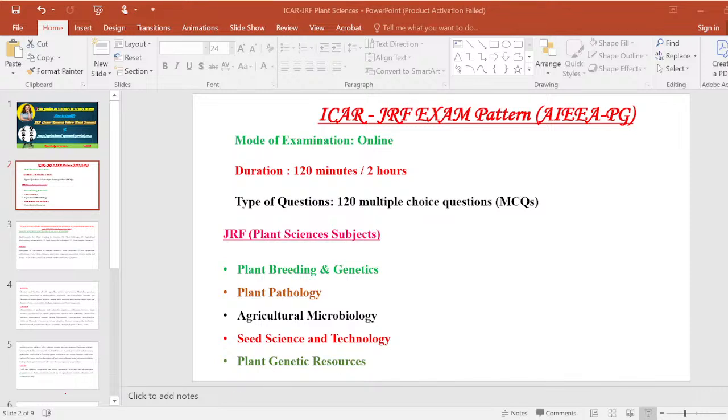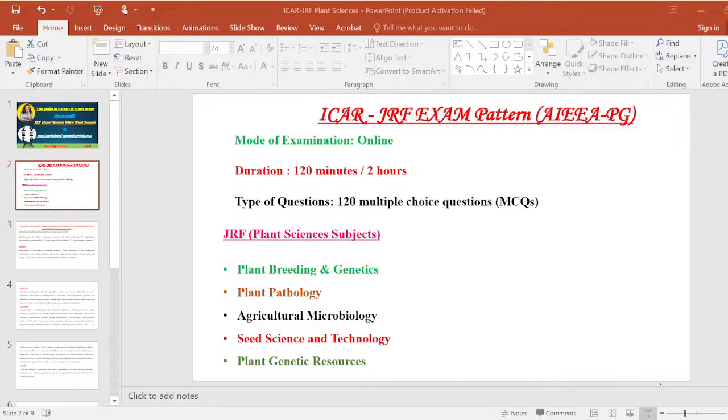heterosis in plant breeding, this topic will come. Heterosis, what is heterosis and what are the different types of heterosis. Then here the PCR, plant genetic resources syllabus will come. Elements of economic botany. Then integrated disease management, again this is the plant pathology portion.